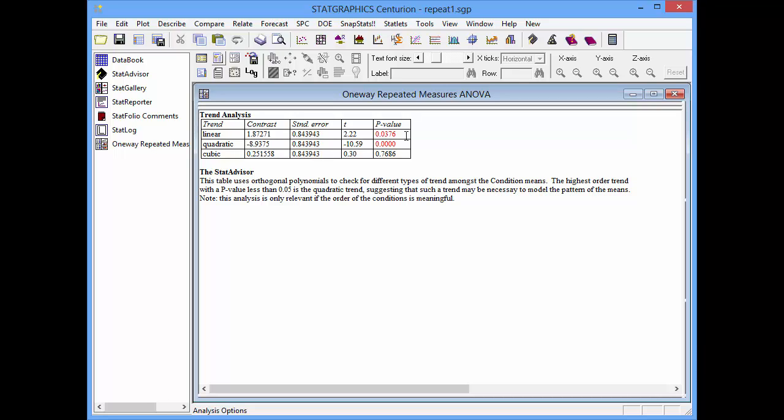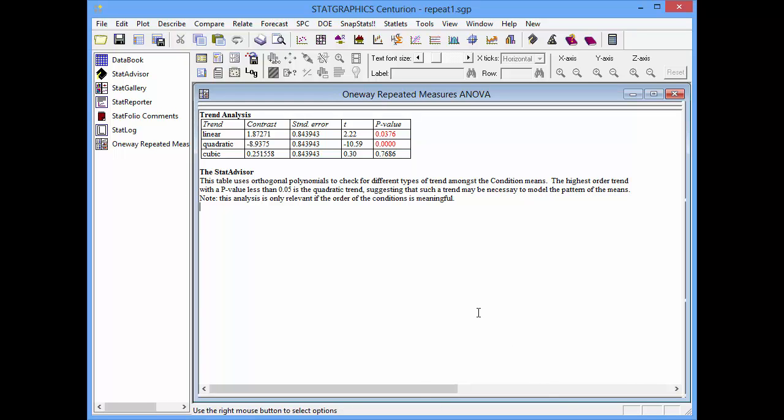The p-values in the rightmost column indicate whether the highest order term in a particular polynomial is statistically significant. In this case, the linear term is significant, the quadratic term is significant, but the cubic term is not. This suggests that a good model for the change in the means over time would be a quadratic model.